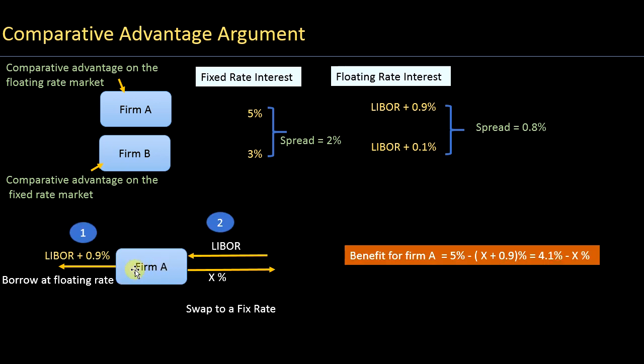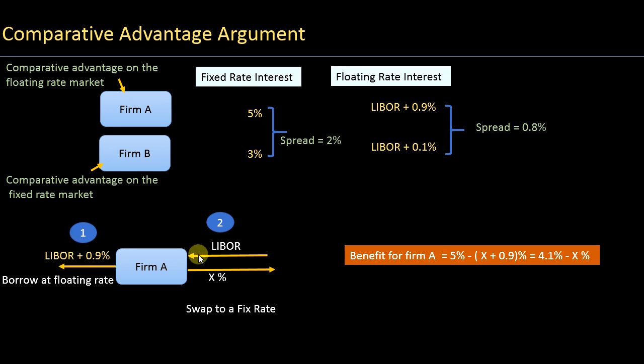So first let's start with firm A. What we are saying is firm A should first borrow at the rate it has a comparative advantage. So firm A has a comparative advantage on the floating rate market. Remember, because in the floating rate market, firm A's spread is only 0.8% more than firm B compared to the fixed rate market, which is 2% more. So firm A should borrow at a floating rate of LIBOR plus 0.9%.